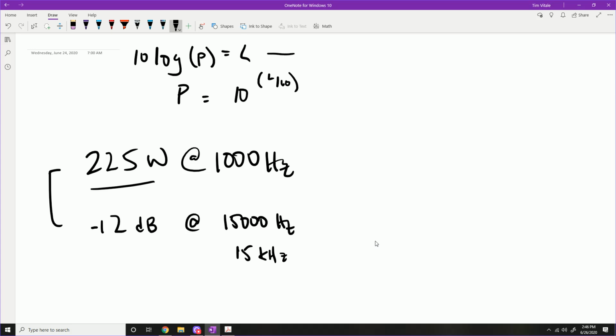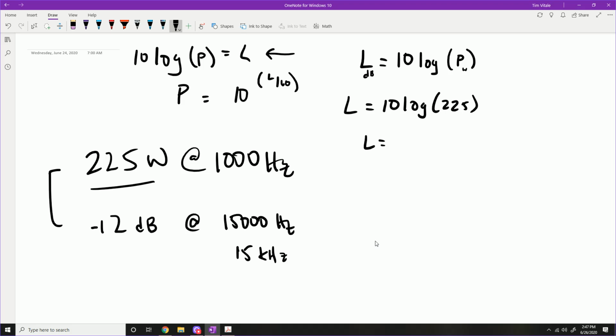So we're going to use this first equation here. This equation is in the textbook. I might be using different letters here, but L is for the level in decibels. So that's what that L is. And then 10 times the log base 10 of the power output in watts, which I'm using P, so that's in watts. So let's find out what that decibel level is of 225. So it'll be 10 times log of 225 watts. When you put that into the calculator, you get that the decibel level is 23.5 decibels.